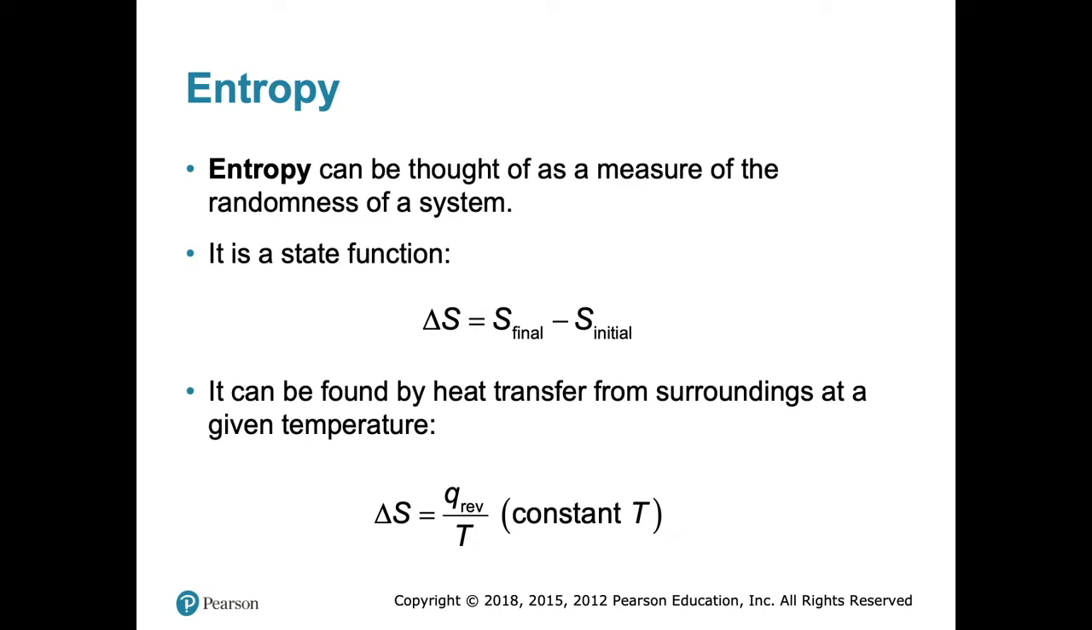Remember that entropy is a measure of randomness in a system, right? And so the state function, which is just the state of the system, is delta S equals the entropy final minus the initial entropy, right? So what you'll see here is that delta S is what we use to signify entropy change in an equation, okay? And so you've actually seen this before, right? Does anybody remember what it means to have a negative delta S? You've seen this before.